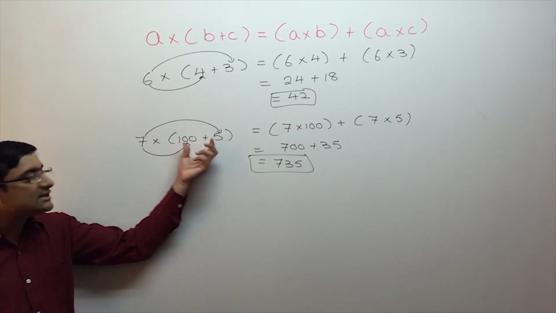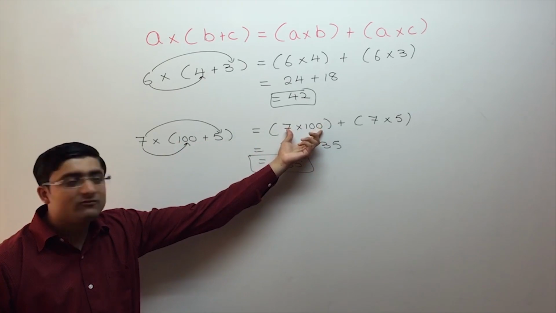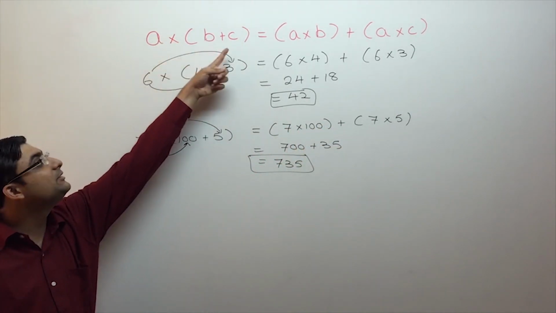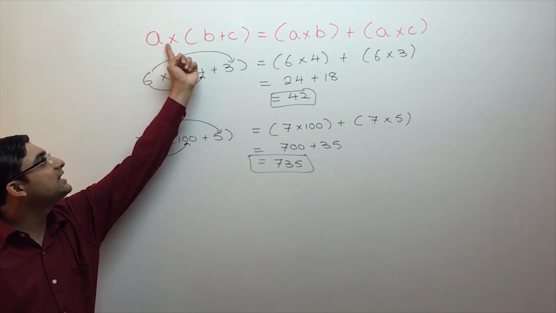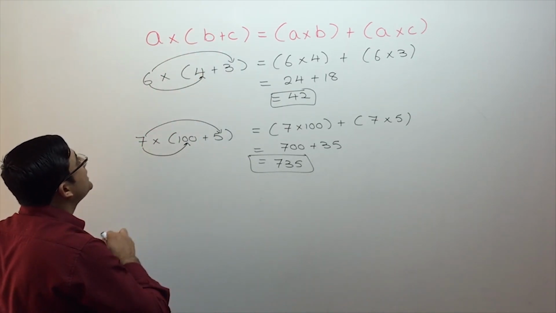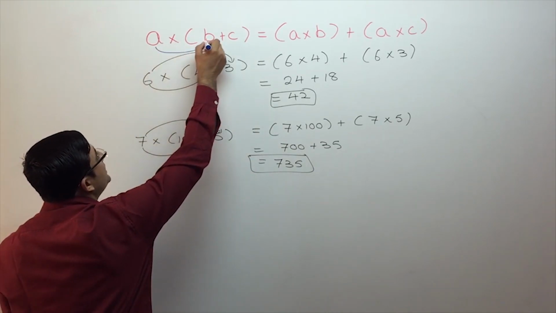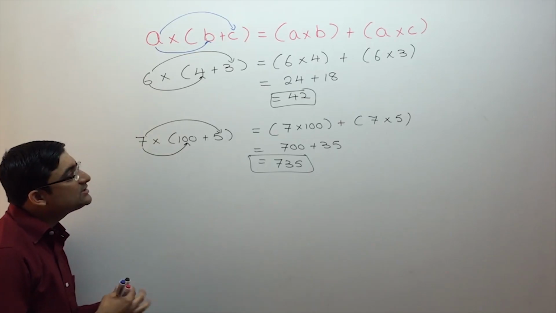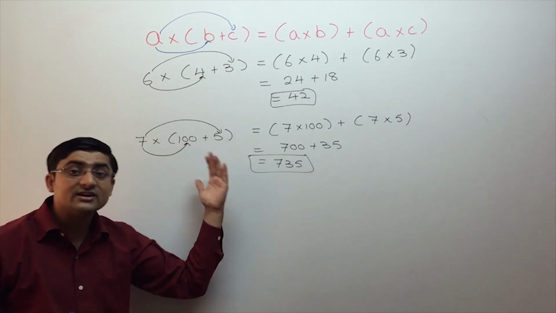That is by distributing this calculation, right? So distributive property of multiplication over addition. So in general, if we have three numbers a, b and c, a into (b plus c) is a into b plus a into c. That is, first multiply a with b plus a multiplied by c. So this was the distributive property of multiplication over addition.